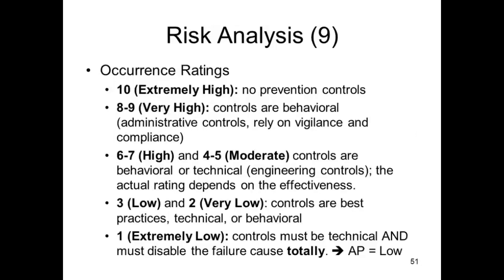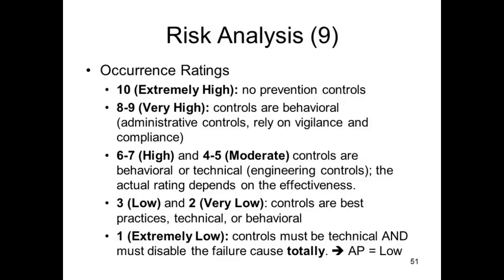The occurrence ratings, 10, essentially no prevention controls. Now remember, I said in the Shigeo Shingo case study, relies on worker vigilance, and as soon as he says that, we know there was trouble happening because worker vigilance is not an adequate prevention control. Well, here's where it is on the occurrence rating according to the AAAG FMEA manual. Controls are behavioral, rely on vigilance and compliance.